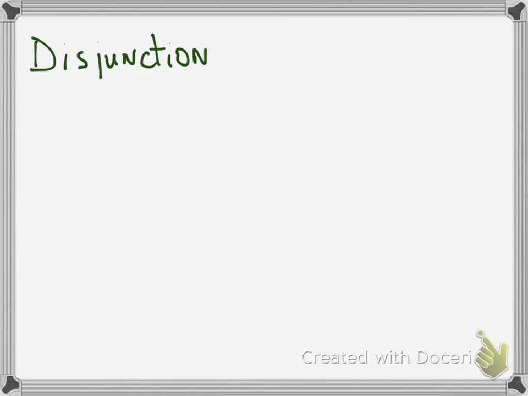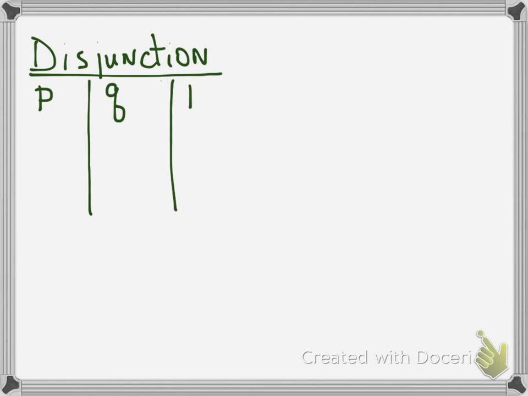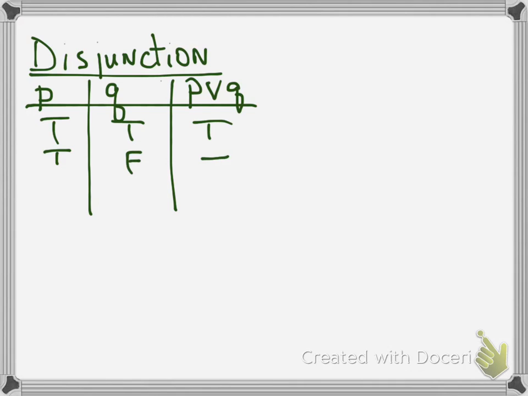So in a disjunction, again, notice that there's only one way for it to be false. Both of them have to be false. So in a disjunction, if at least one of them is true, then the disjunction, the big statement together, is true.